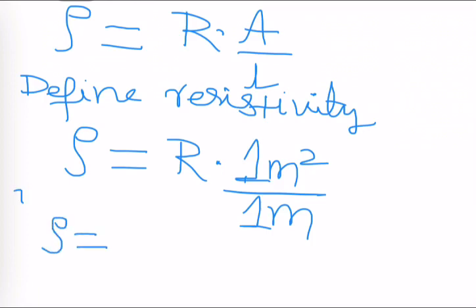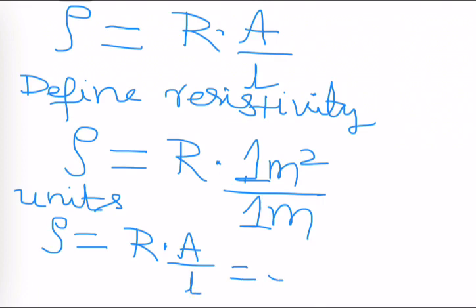How do you find the unit for resistivity? The equation is rho equals R into A by L. R is measured in ohm. Area is measured in meter square. What is the unit of area? Meter square. Unit of length? Meter.